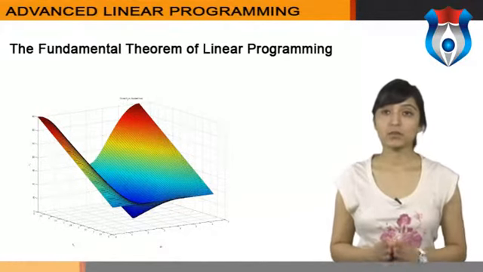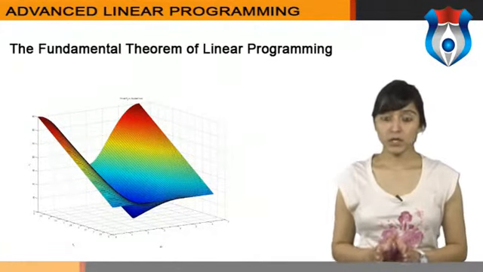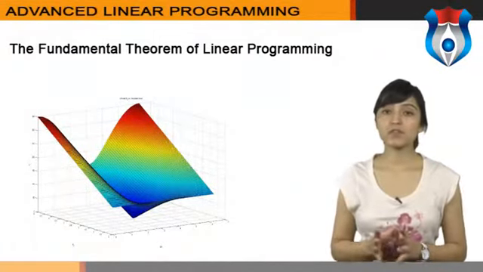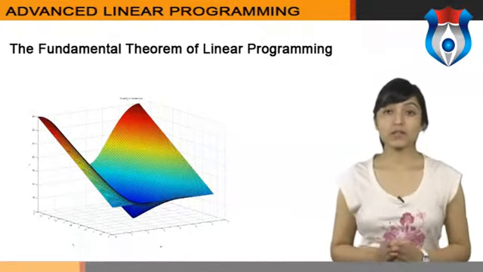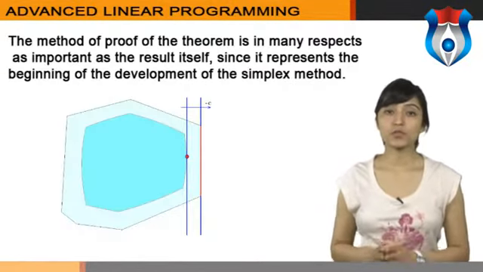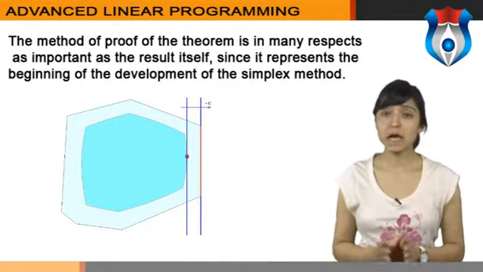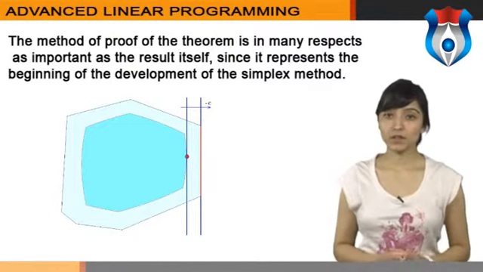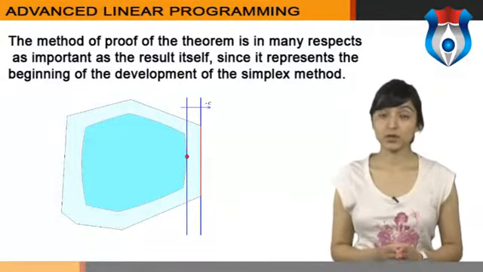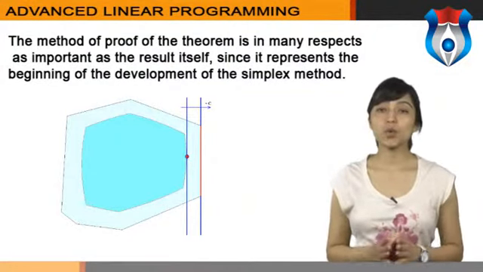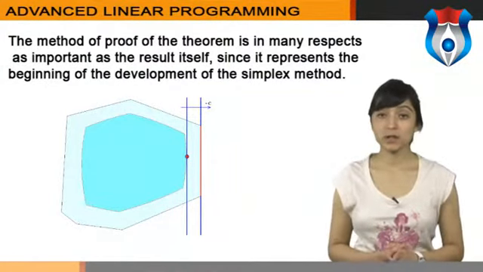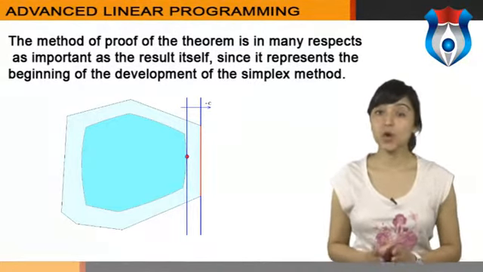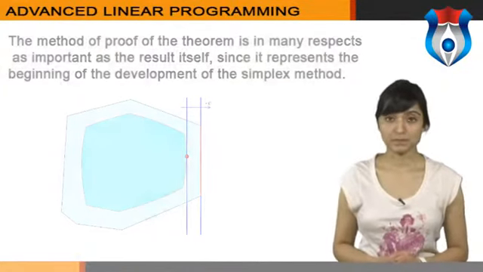The fundamental theorem of linear programming. Through this theorem, we establish the primary importance of basic feasible solutions in solving linear programs. The method of proof of the theorem is in many respects as important as the result itself, since it represents the beginning of the development of the Simplex method. The theorem shows that it is necessary only to consider basic feasible solutions when seeking an optimal solution to a linear program, because the optimal value is always achieved at such a solution.